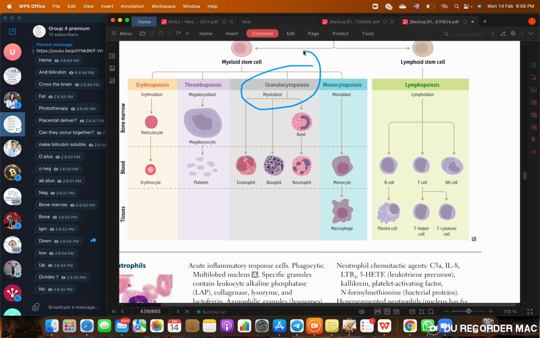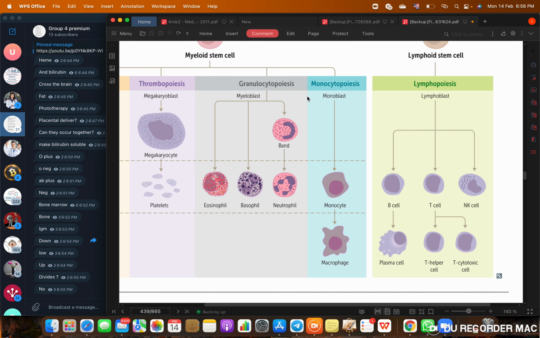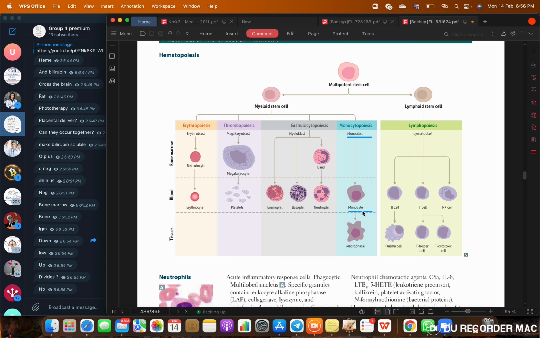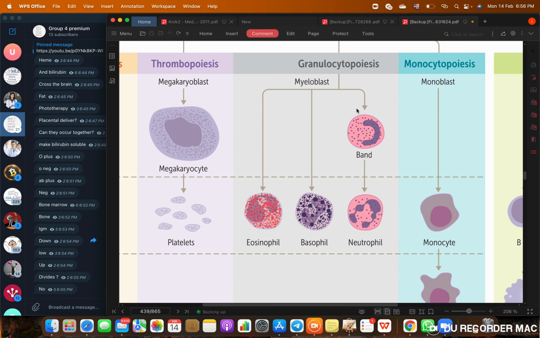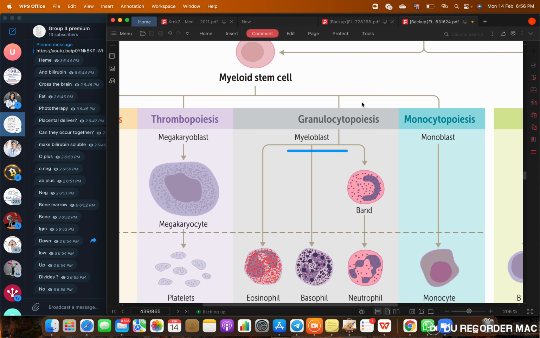So next thing, let's speak about monocytopoiesis and leave granulopoiesis to the end. So we have the monoblast, which becomes the monocyte. As long as the monocyte is inside of the blood, it's a monocyte. The moment it makes it into the tissue, it becomes a macrophage. The last thing is granulopoiesis, the cells that have many granules inside of them. They are also known as the myeloblasts.